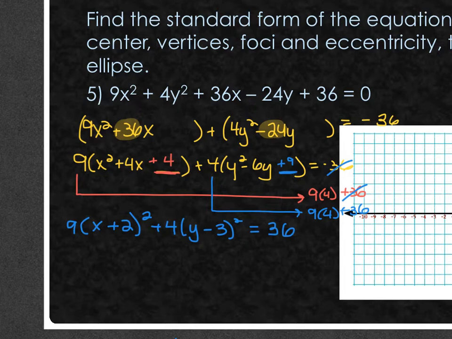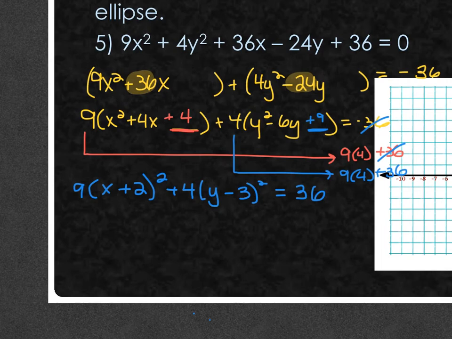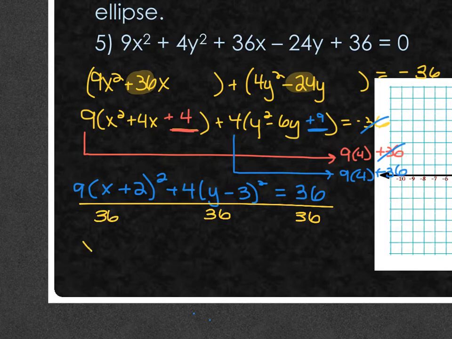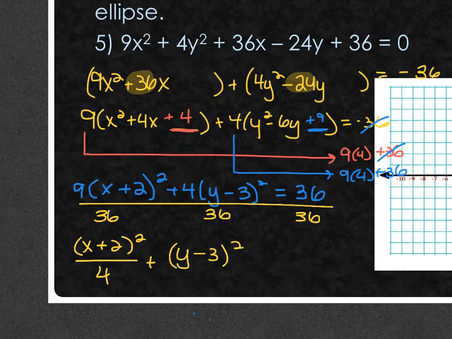Now, if this was a circle, you'd have to get rid of the numbers on the front of the parentheses, and they would be the same. That's how it works if it's a circle. Like if they were both 9s, you would divide everything by 9. Because it's an ellipse, you have to make sure that the last number is 1. So I'm going to divide everything by 36. So I get (x + 2)²/4 + (y - 3)²/9 = 1.